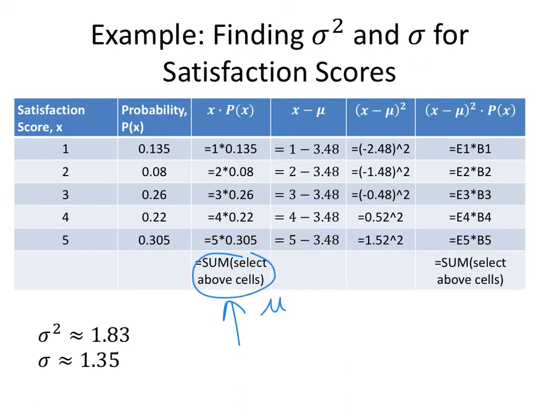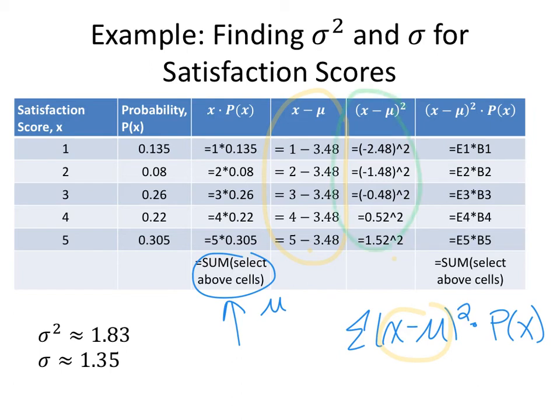And now I can keep going to find that variance. So you have to remember what the formula is, right? It's the sum of x minus mu, squared, times p of x. So what you're trying to do first is this innermost part, x minus mu. And that's what we're doing in this column. And then you're going to square here. And then you multiply by the probabilities. That sum is your variance, and then you take the square root of that to get your standard deviation.